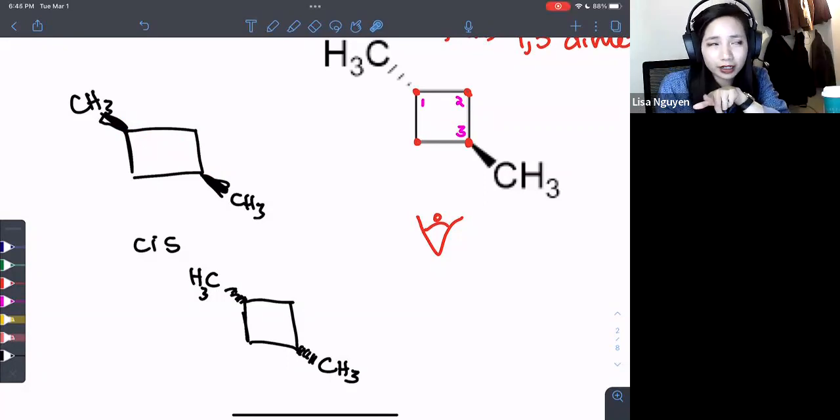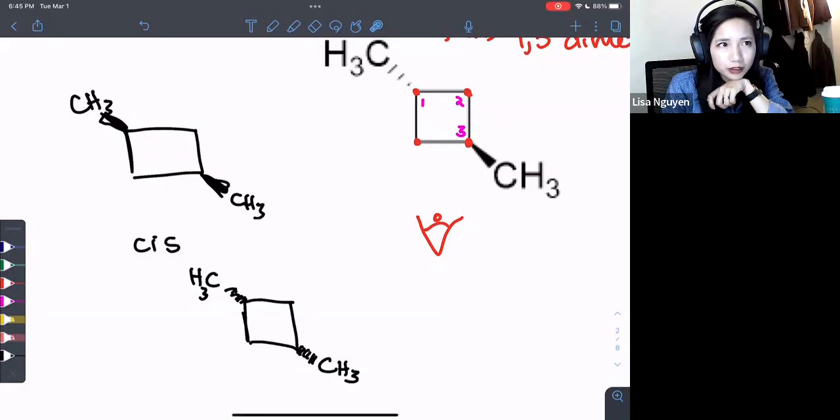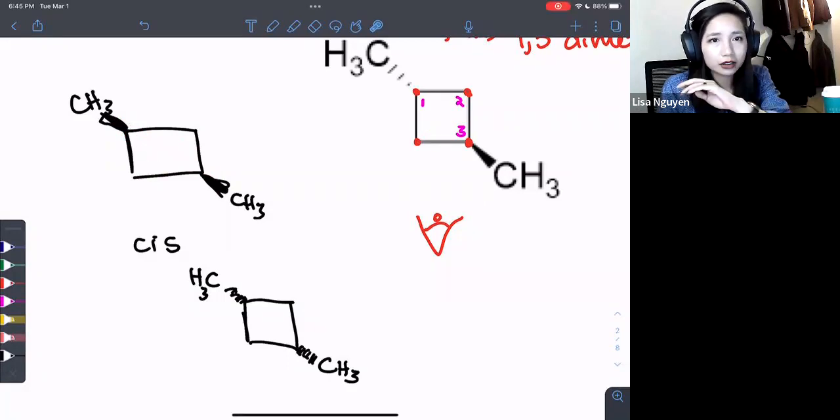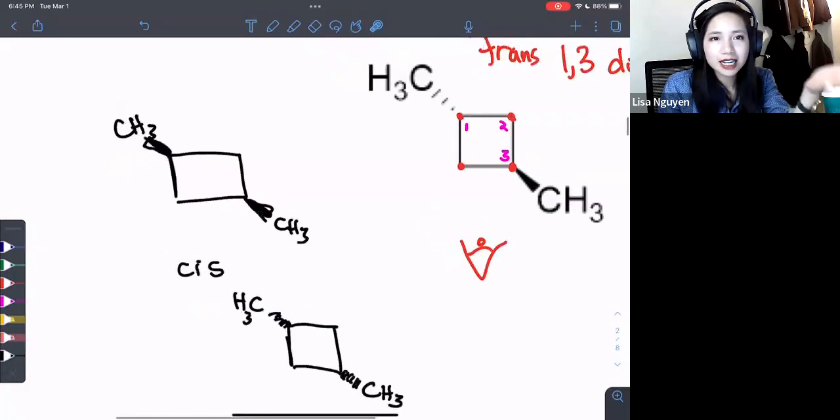And so for fun, let's get the molecular formula of this one and this one. All right, so we have the skeleton structure. Let's get the chemical formula.